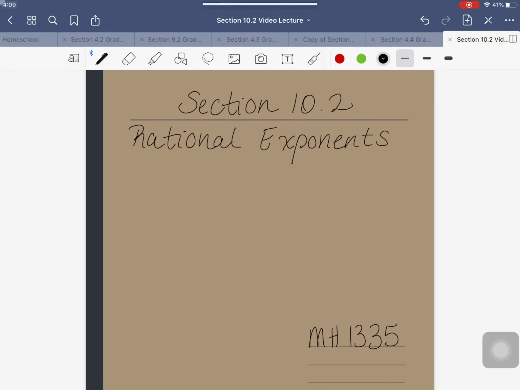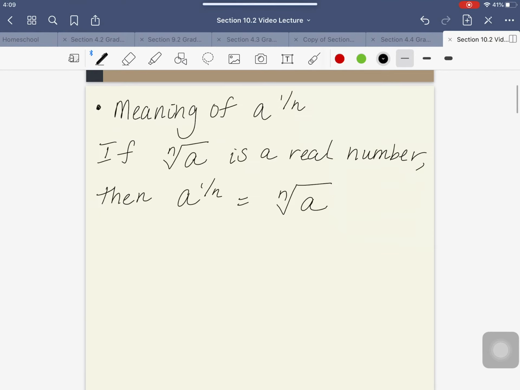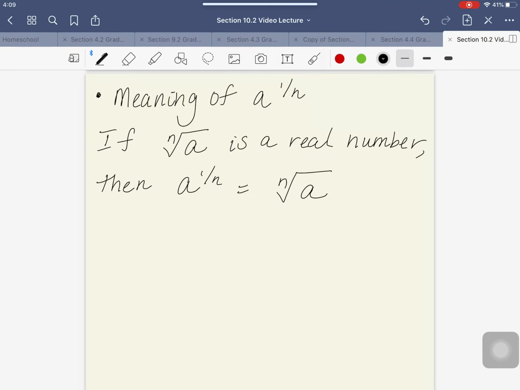Section 10.2, Rational Exponents. All right, so we'll start with the definition of a to the 1 over n power. Just remember that the numerator is your power and the denominator is your root. So we can write this as the nth root of a.